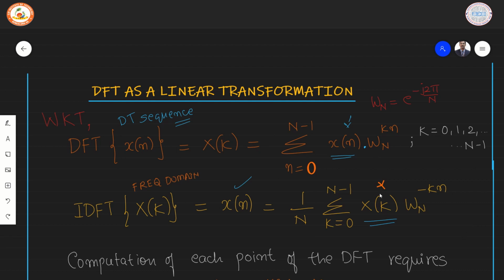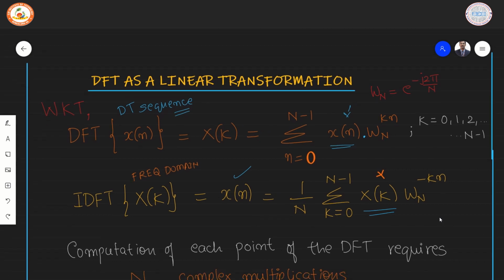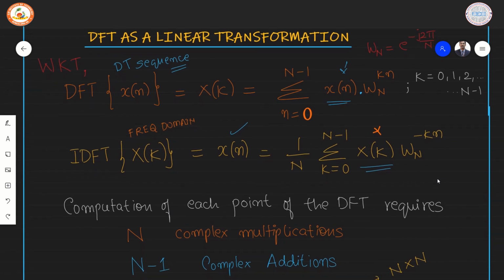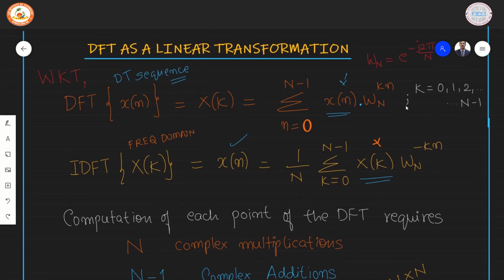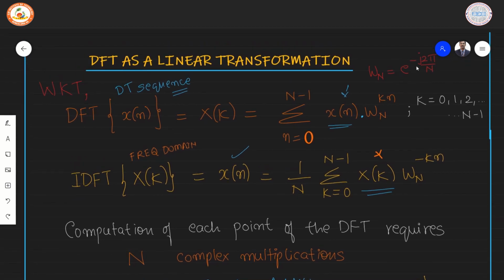Therefore, from the above two equations, which look similar in some ways, we can draw some conclusions. First, the computation of each point of the DFT requires N complex multiplications. The input x of n in general could be complex. W_N, which is represented as e to the power of minus j2π by N, is a complex exponent.